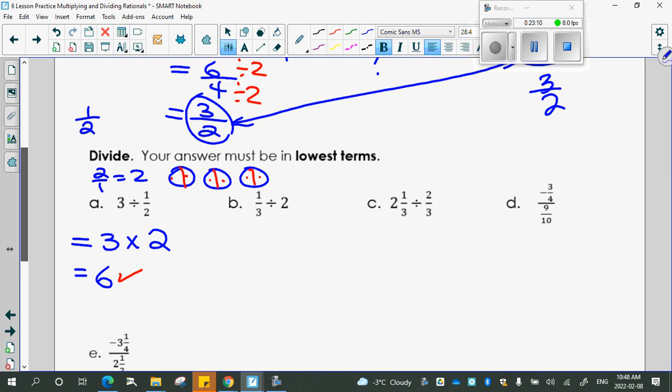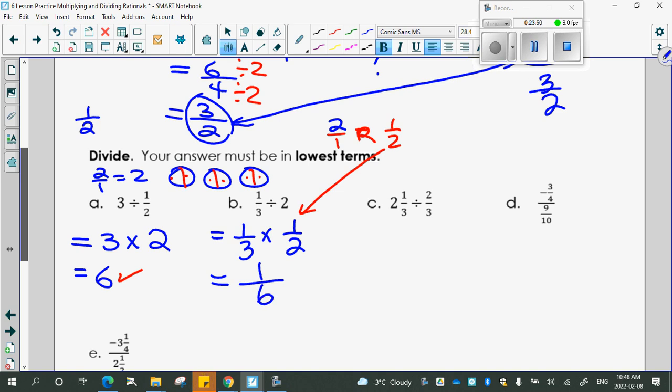1/3 divided by 2. So again, we're going to use our rule. The first fraction stays the same. Change the divide to a multiply. And what's the reciprocal of 2? 1/2. Okay, so if you're starting with 2, you've got to remember that invisible 1 and the reciprocal is 1/2. So then we use our multiply rule. Multiply the tops together. 1 times 1 is 1. 3 times 2 is 6. And 1/6 can't reduce.